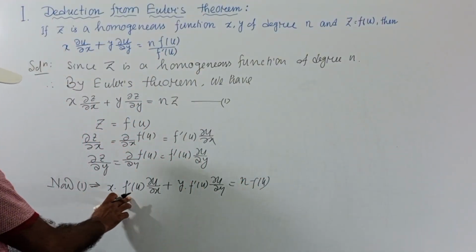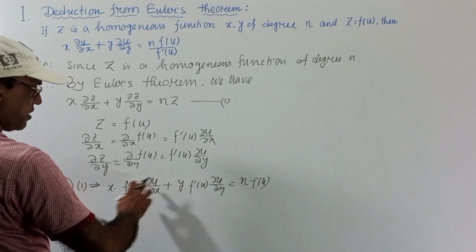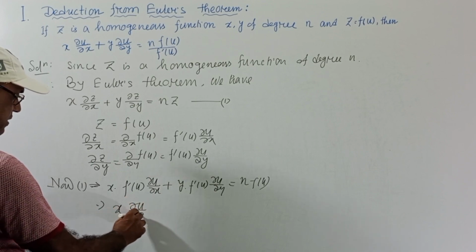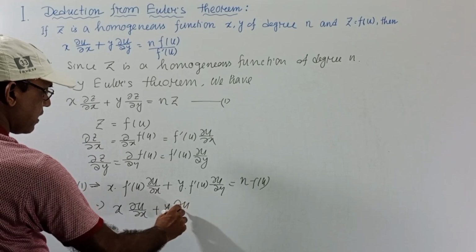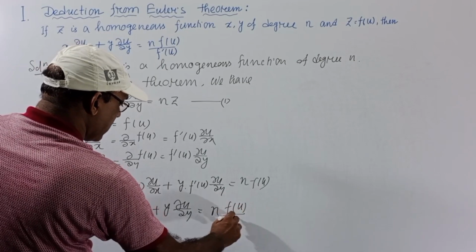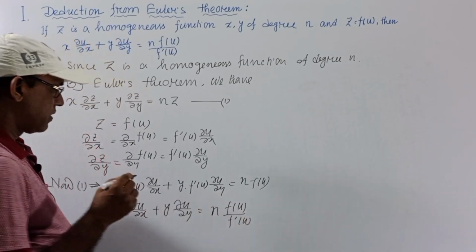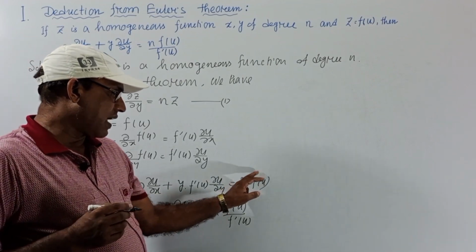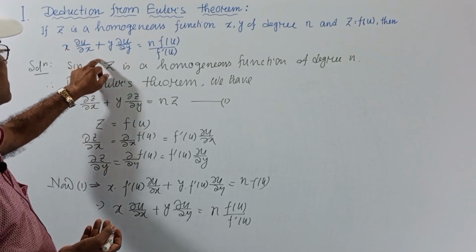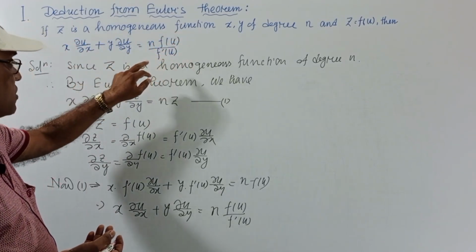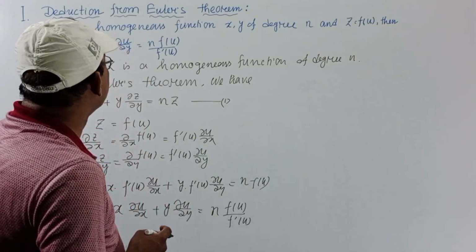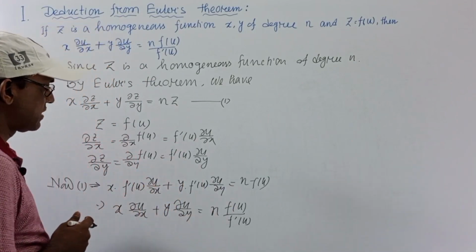Now dividing both sides by f dash u, we get x del u del x plus y del u del y equal to n f u by f dash u. These are the proof: x del u del x plus y del u del y equal to n f u by f dash u. This is Euler's theorem deduction 1. So this is our proof.